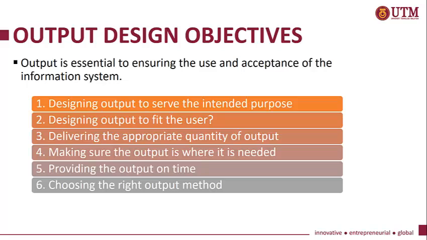The third objective is delivering the appropriate quality of output. It means the system must provide what each person needs to complete his or her task.